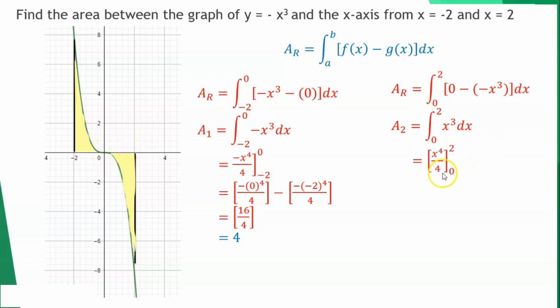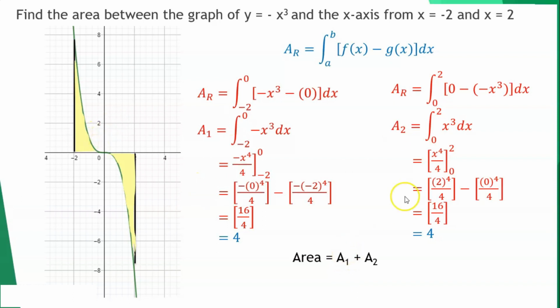So get its integral, x to the 4th over 4, evaluated from 0 to 2. So substitute, upper limit is 2, lower limit is 0. So still, this is 16 over 4, or this is 4. So adding the area of the two regions, that's 4 plus 4, or that is 8 square units.